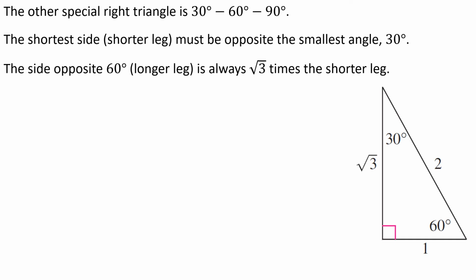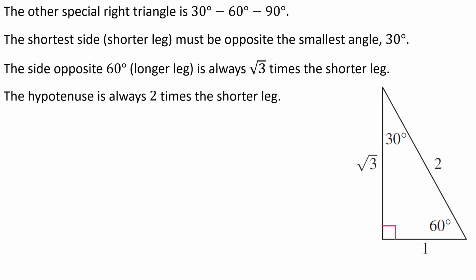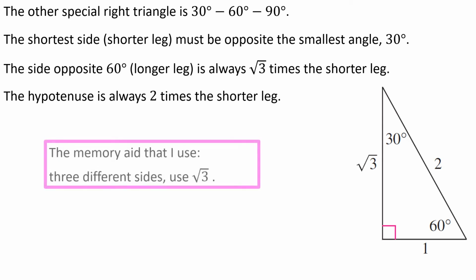And it is root 3 times the shorter leg. So if I know the short leg, I multiply by root 3 and I get the long leg. And the hypotenuse is always exactly 2 times the shorter leg. Notice the comparisons are always with the shorter leg. I don't have a direct comparison from the long leg to the hypotenuse. We'll do a few examples in a moment.